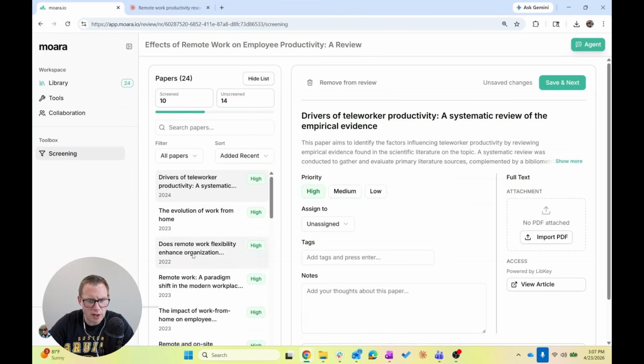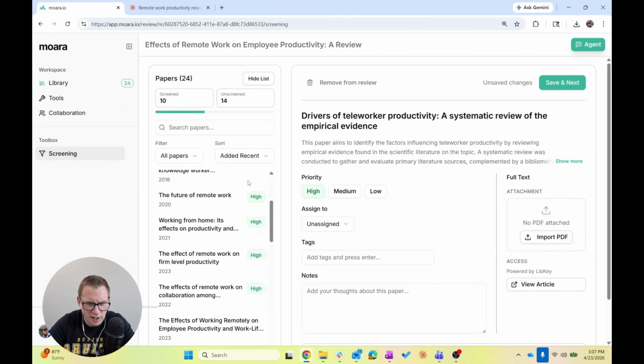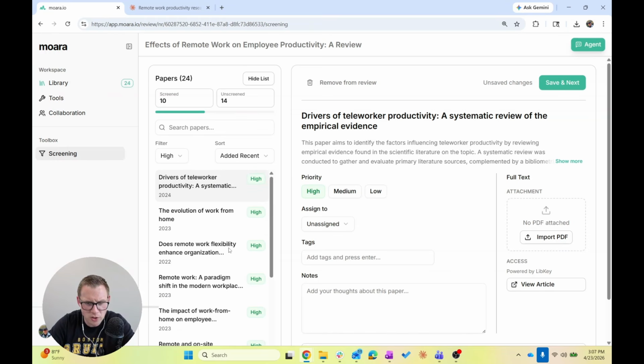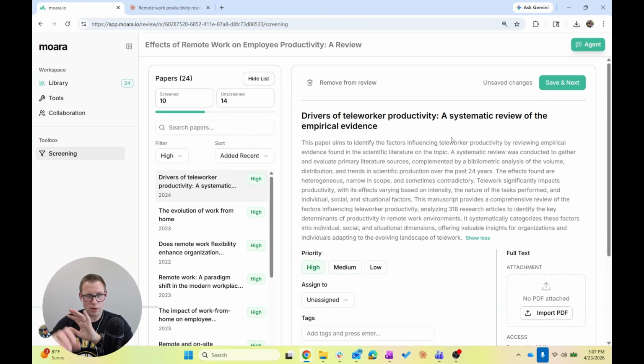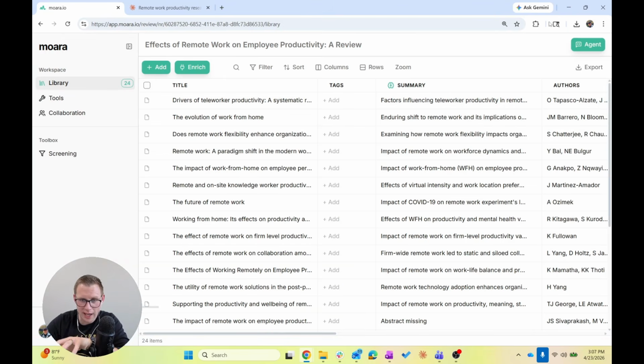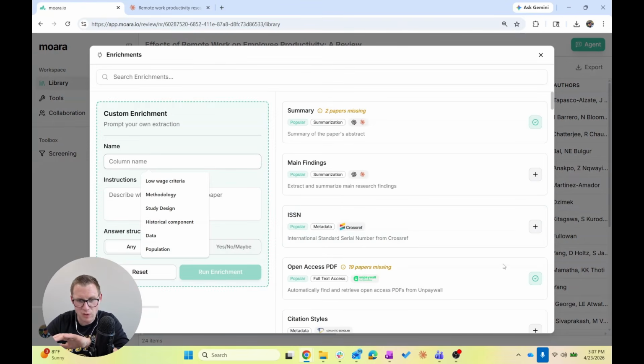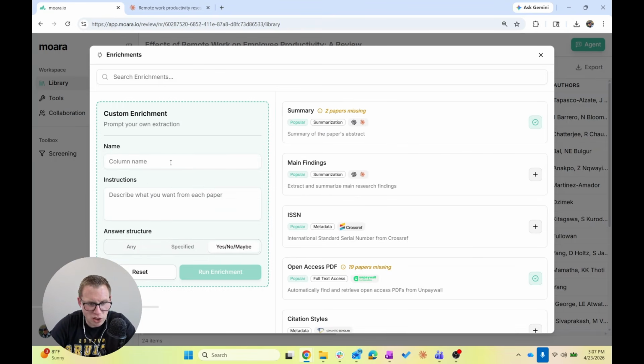Let me go ahead and go into screening. Now, what I want to do in screening here is filter for high priority papers. And then in the main library page, there's a lot you can do here with the agent, with the enrichments button, where you can actually add enrichments. So here's an example of an enrichment. Yes, no, maybe. So I can say something like check for productivity focus. Include only papers that, you could even say something like, specifically mention productivity or a related term in their abstracts.